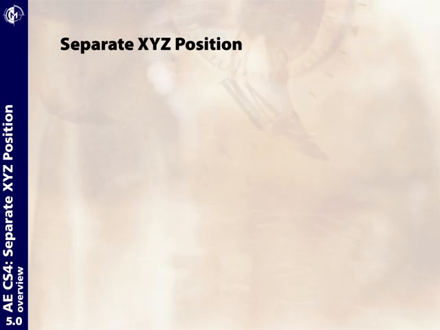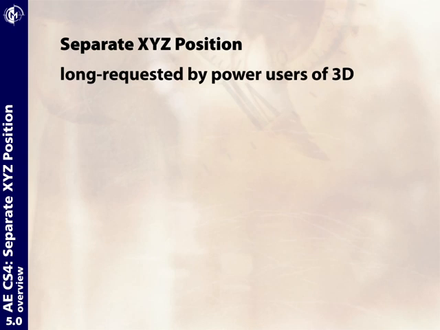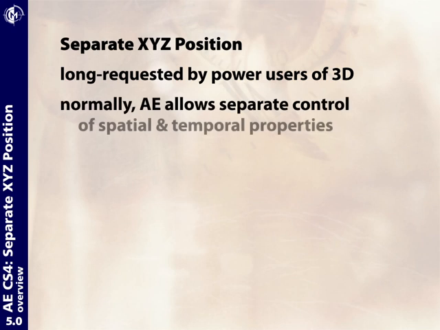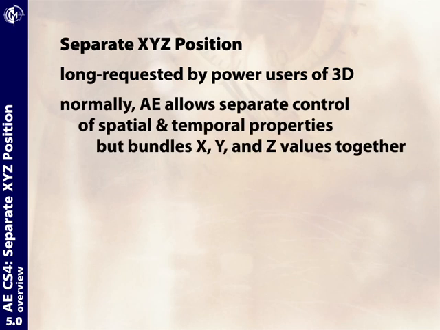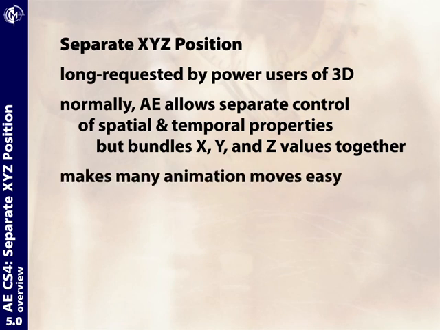Separate X, Y, and Z position properties is a feature that advanced 3D users in After Effects have been clamoring for for ages. After Effects is rather unusual in that it bundles together the X, Y, and Z values all into one keyframe and combines it with the time of those parameters. This is actually a pretty easy way to work and very easy to control in many applications.